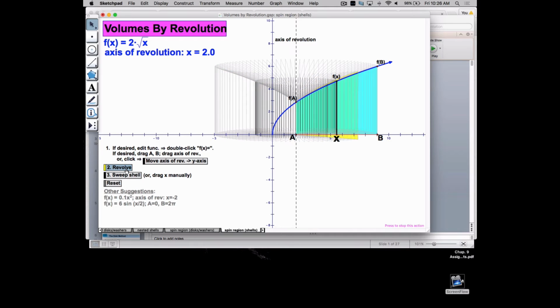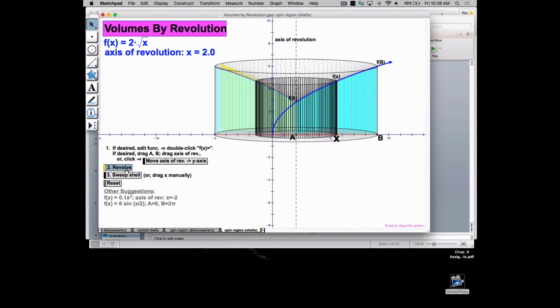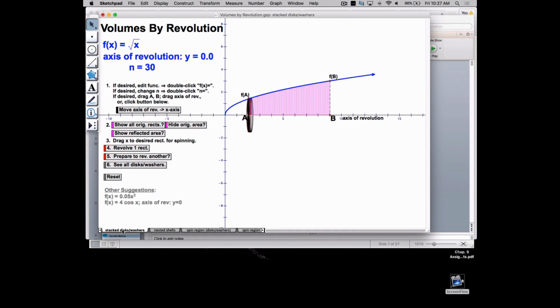So you can see as it spins, you get that weird looking thing. So it's almost like a cylinder with a cone taken out of it. Okay. Let's go back to something a little bit simpler here. Okay, I'm going to reset.